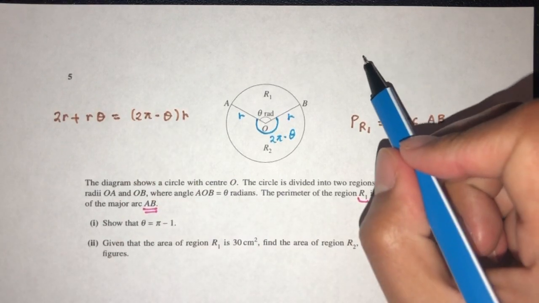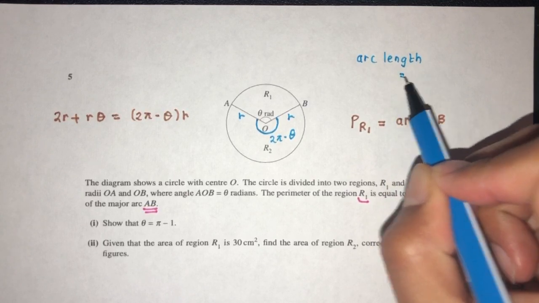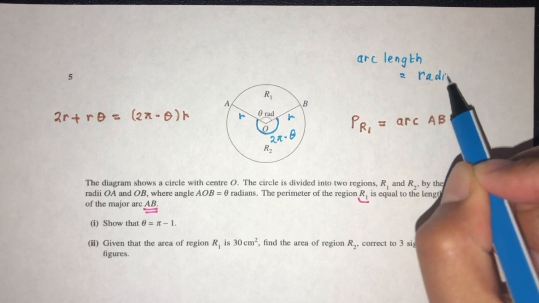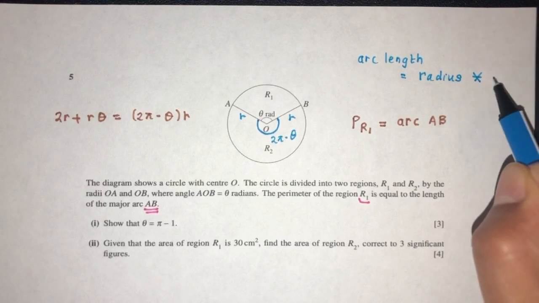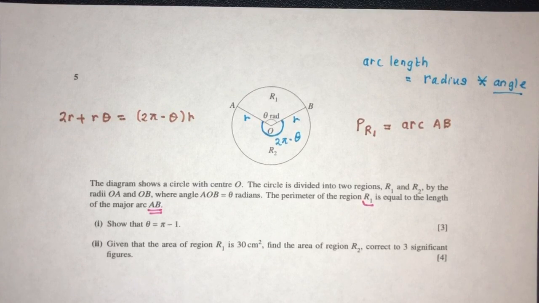Because we have to know the formula here. Arc length is equal to radius multiplied by the angle in between, which is the angle in radians. So we have to know this before we do these kinds of questions in circular measure.